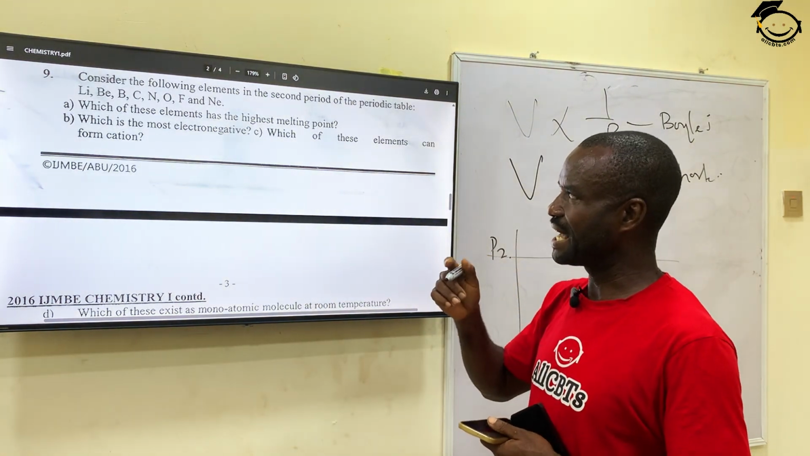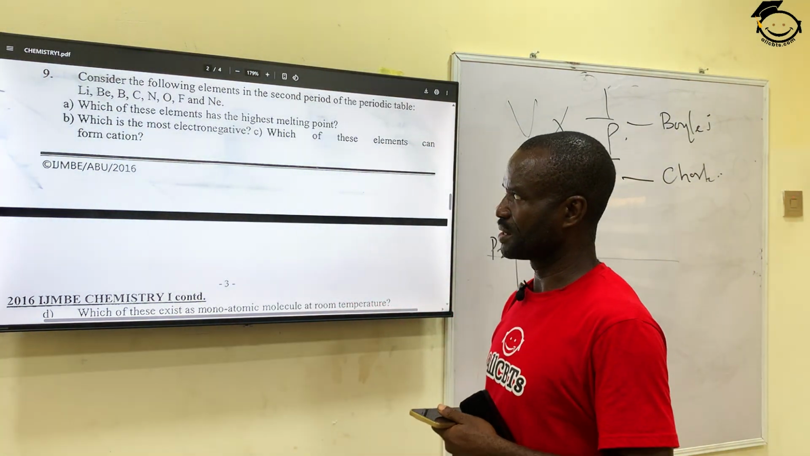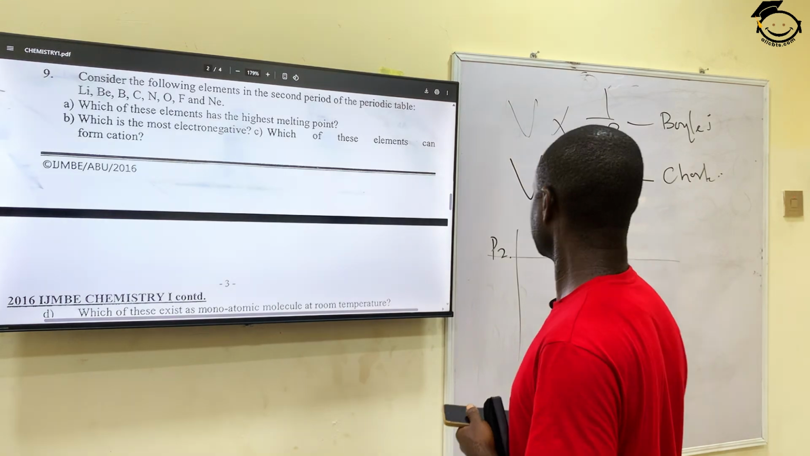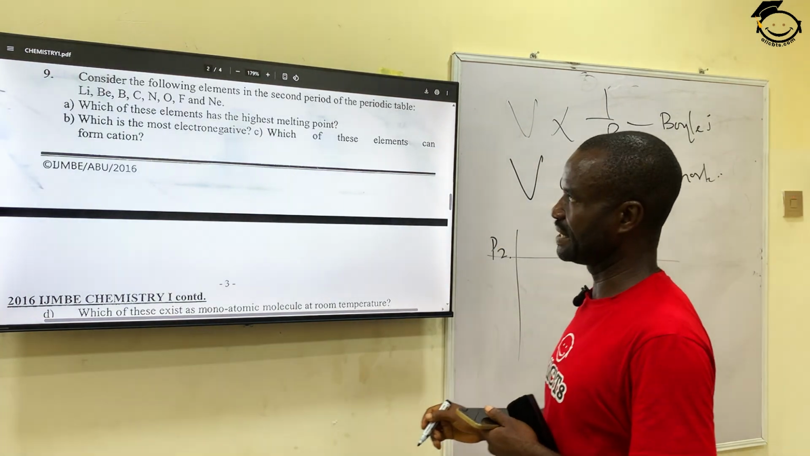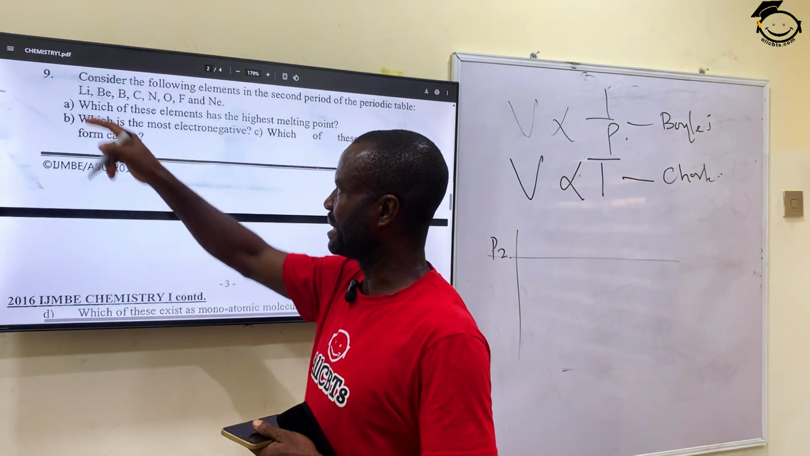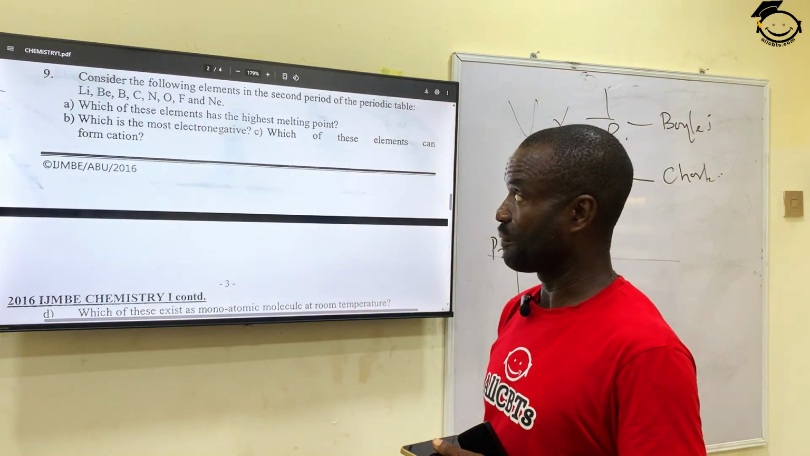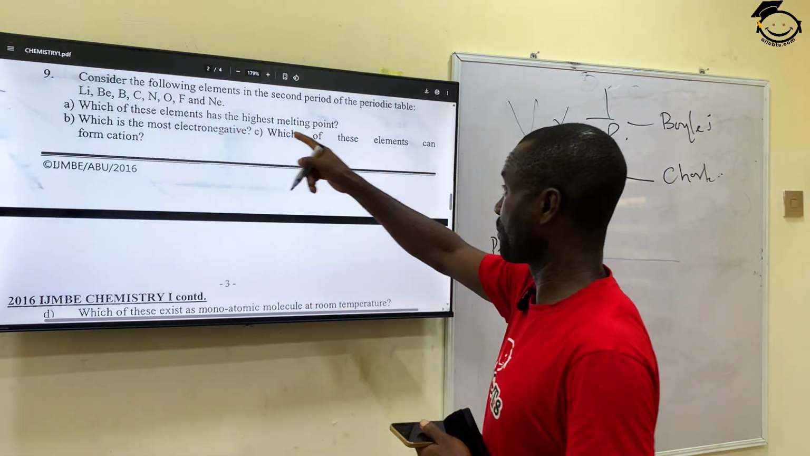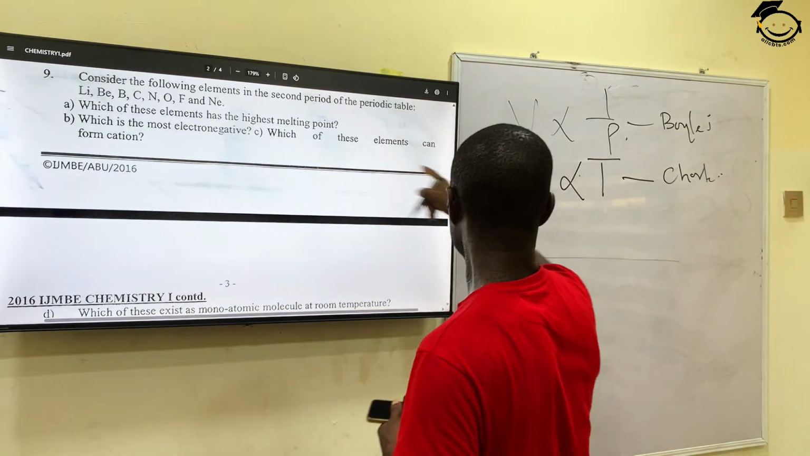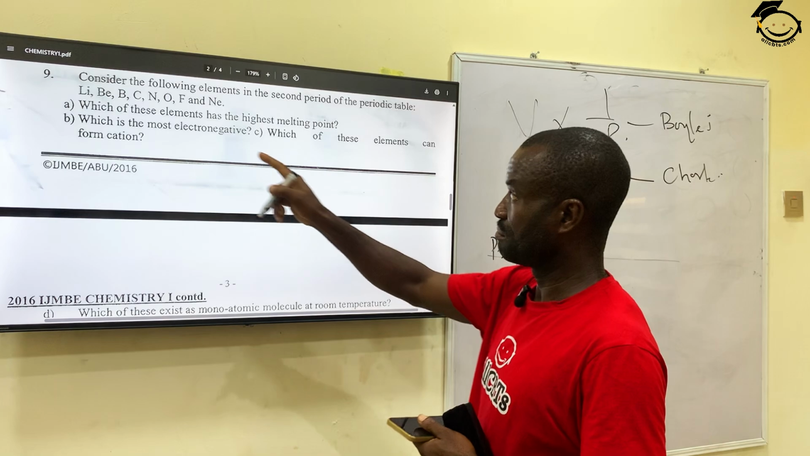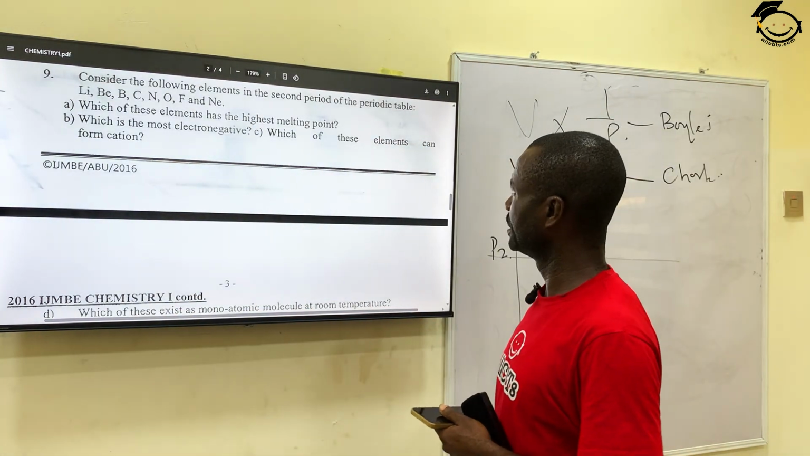Of course, the element that has the highest melting point is going to be lithium, because lithium has the largest ionic radius in this case. Of course, it's a metal, while as you move from the left to the right, you are coming down to non-metals. So lithium will have the highest melting point because it's a metal.